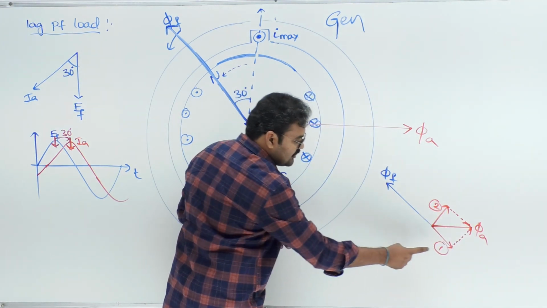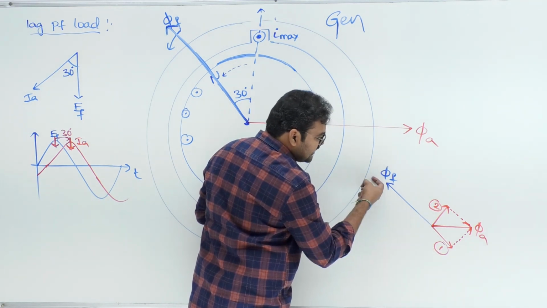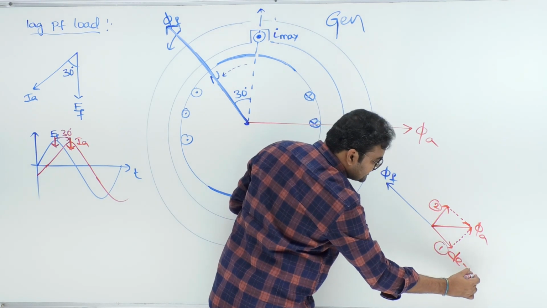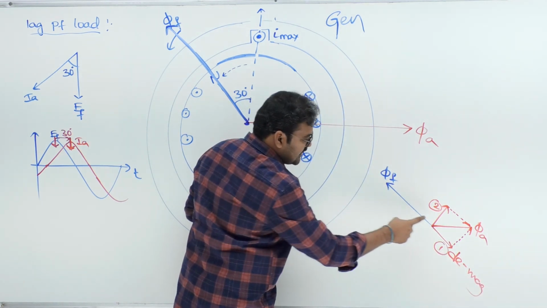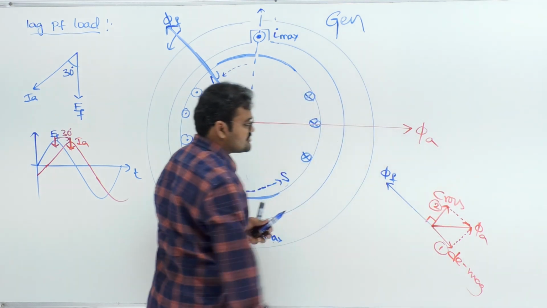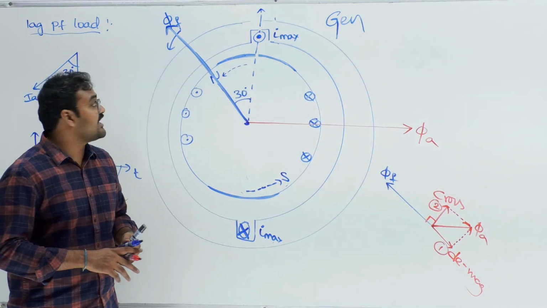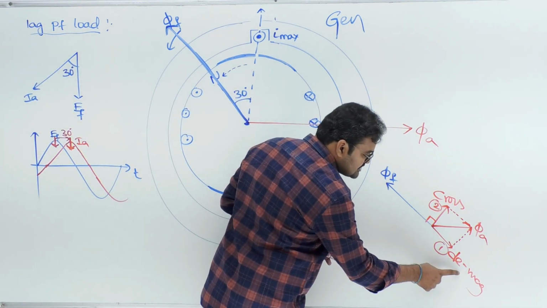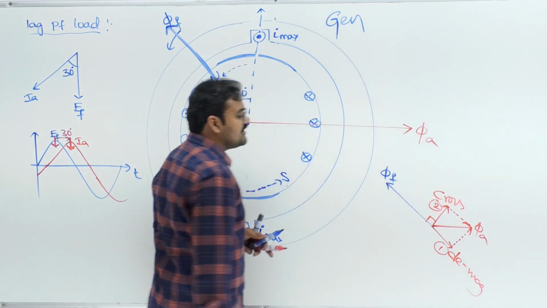Now you tell me, this first component is in the direction of main field or exactly opposite? Exactly opposite. Therefore, this is demagnetization. This second one is perpendicular to main field. Therefore, this is cross magnetization. So this is how you need to understand that for a lagging power factor load, armature flux is partially demagnetizing and partially cross magnetizing.